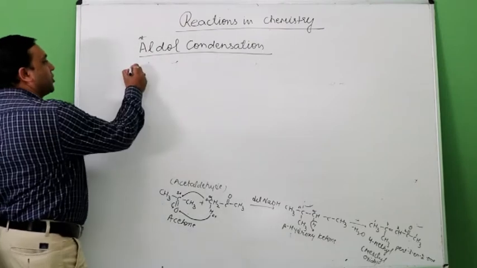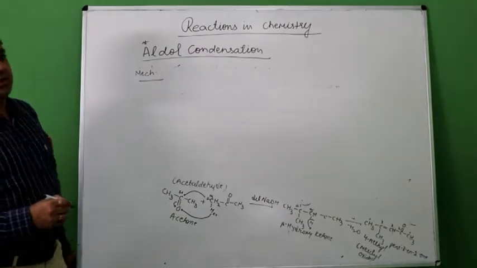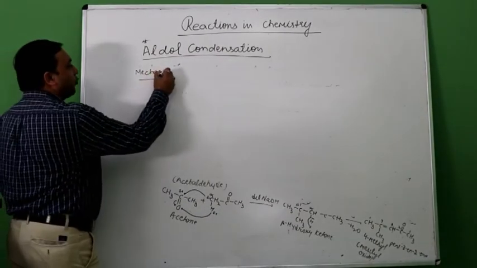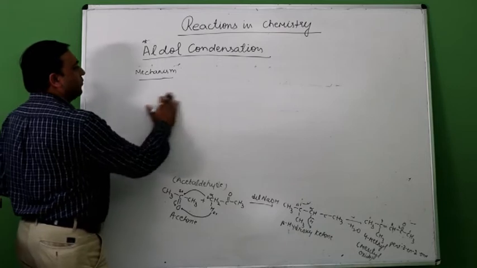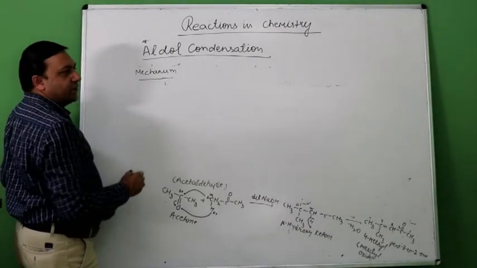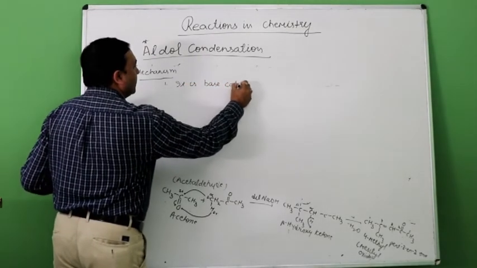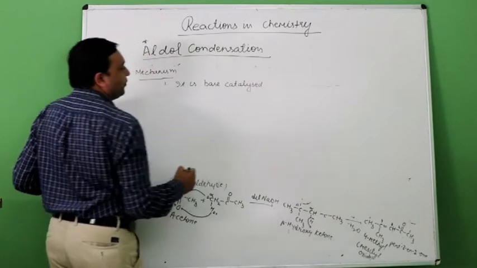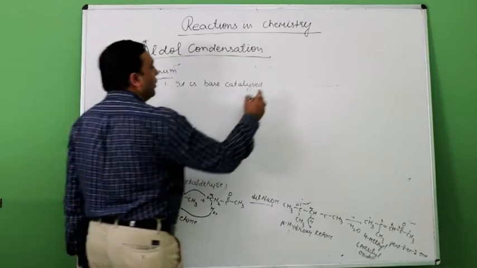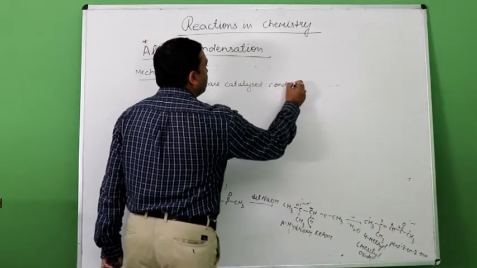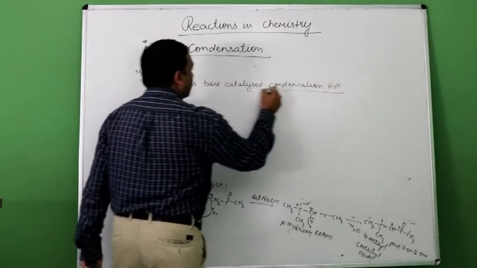Now the mechanism of this reaction. So what is the detailed mechanism of this reaction? So I start with this. Once you know the mechanism, you can relate a large number of questions on this basis. First point that you must know is, it is base catalyzed. Another option is it can also be acid catalyzed. But first of all, I will be going for the base catalyzed condensation reaction.